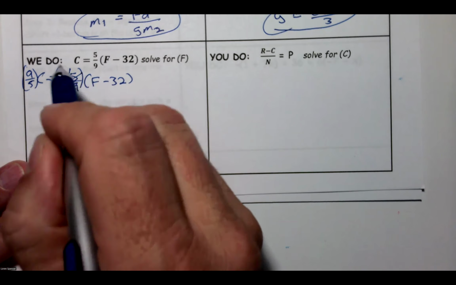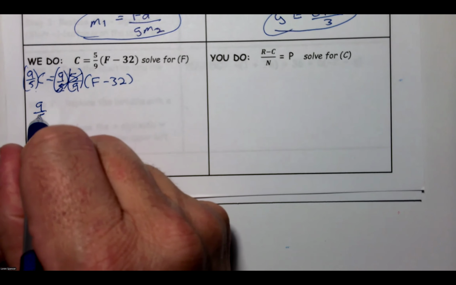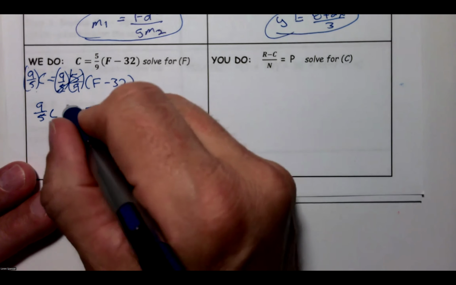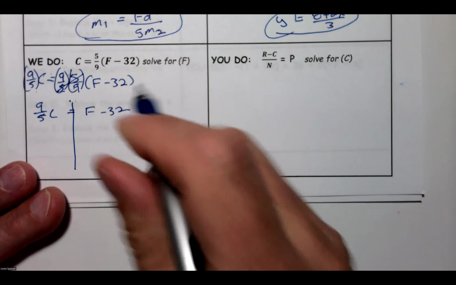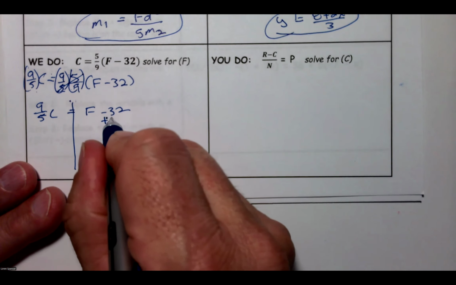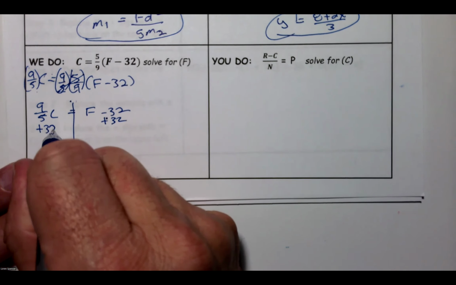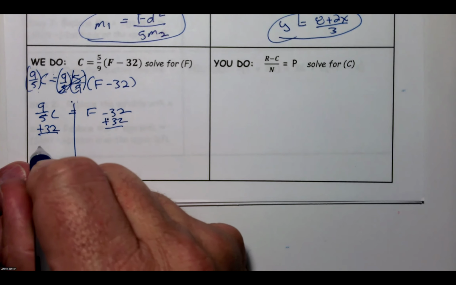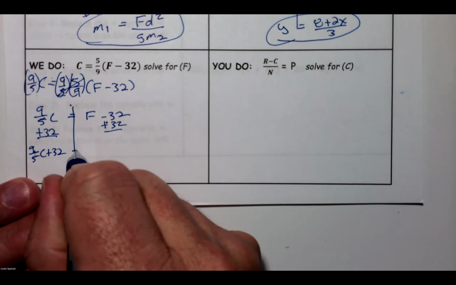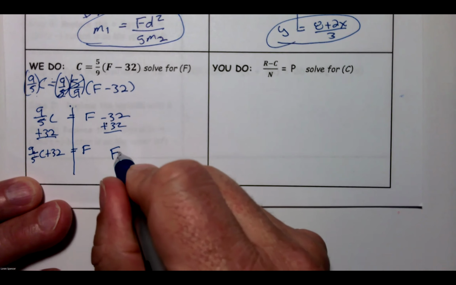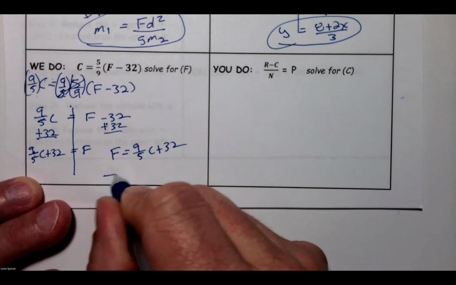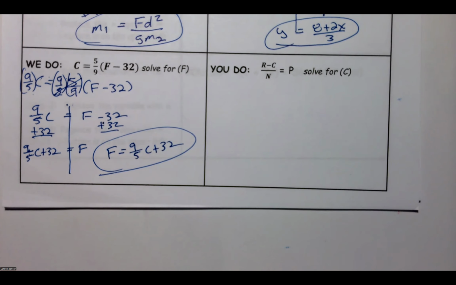So this becomes a 1, and this just is 9/5 C equals F minus 32. Well, I'm looking for the F, so I need to move this minus 32. Well, it's a constant, so I'm going to do the opposite and add 32. And now I have 9/5 C plus 32 equals F, or F equals 9/5 C plus 32. All right, the next one.